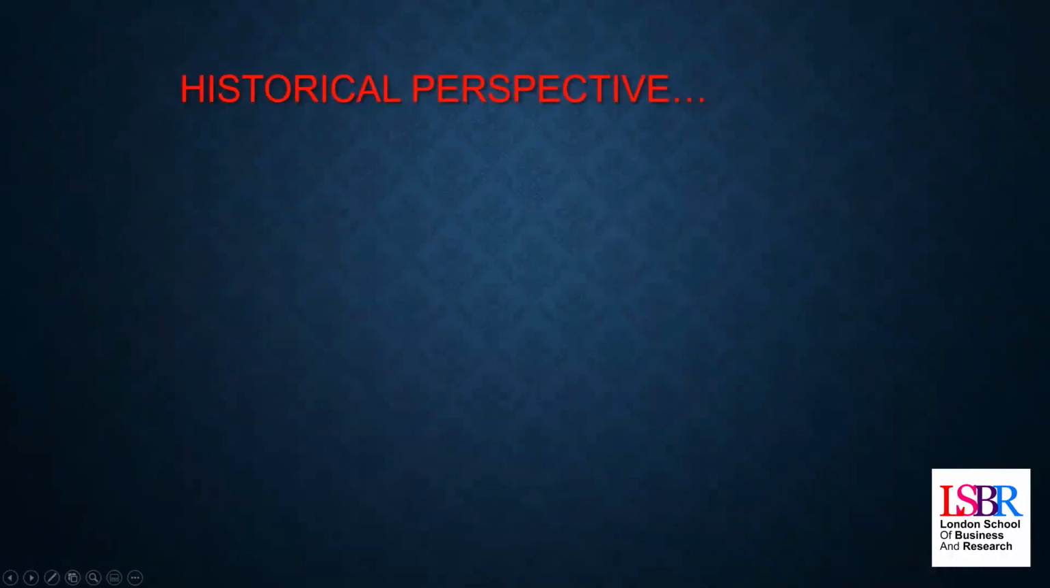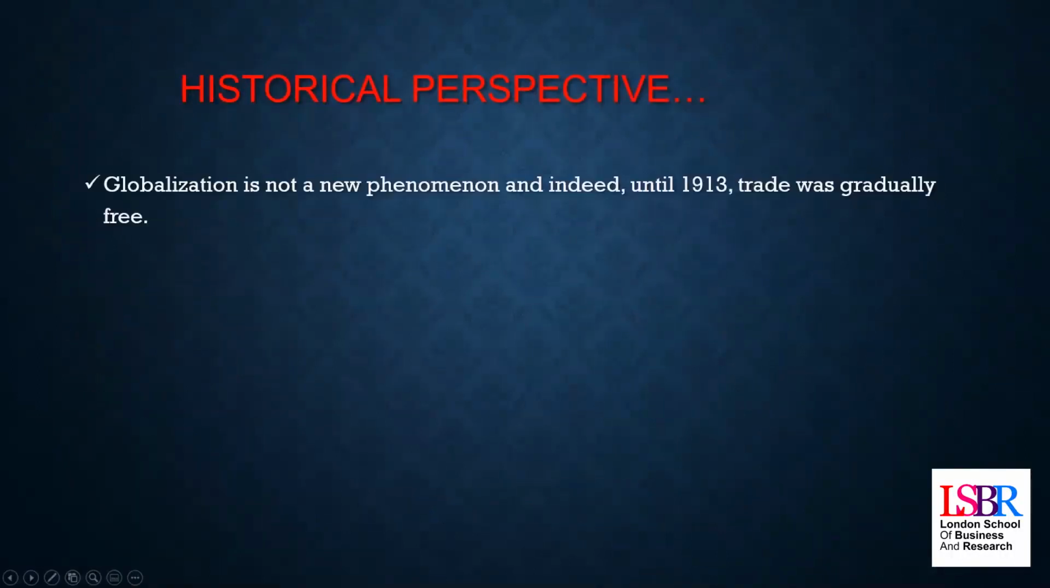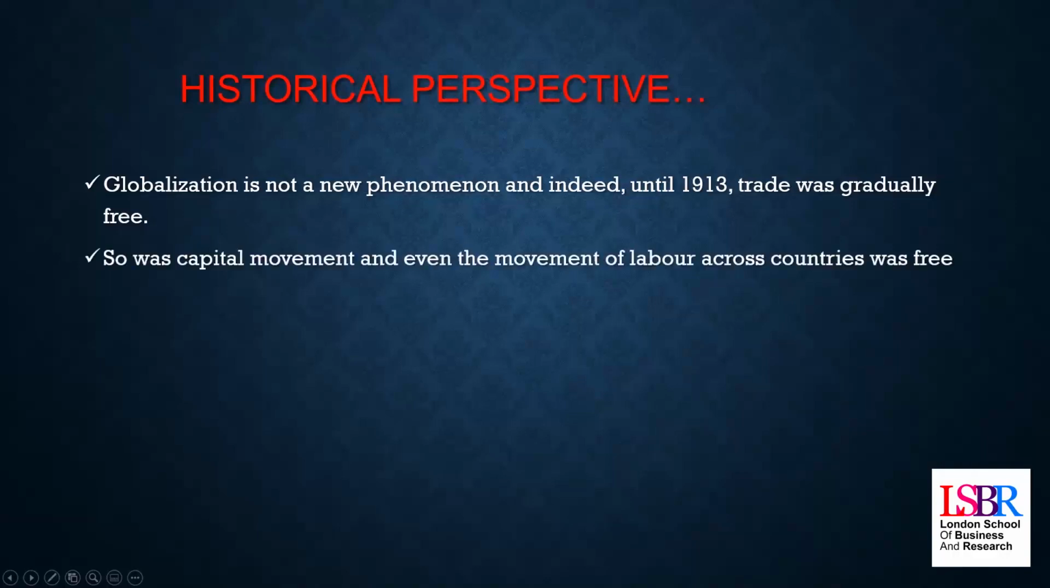How have we got to where we are? Well, globalization itself isn't necessarily a new phenomenon, and to be honest, up until the year 1913, trading in general was quite free across the globe. You know, the old spice route, for example, so spices were coming from the Far East, Asia, into Europe and the Americas. There was silk as well, so stuff like silk and fabrics were coming from the Eastern Hemisphere.